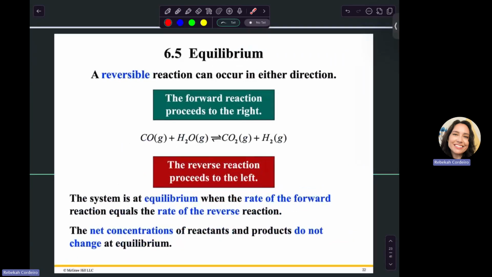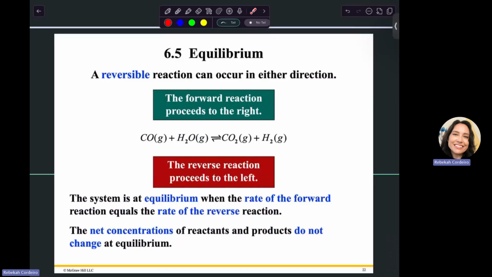And so this is what I was telling a lot of you in class, that the definition that you may have for physical versus chemical change is that physical changes are reversible and chemical changes are not reversible. Actually, chemical changes sometimes are reversible. And so we're going to look at reversible chemical reactions today. A reversible reaction can go in either direction. It can go to the right and it can go to the left.